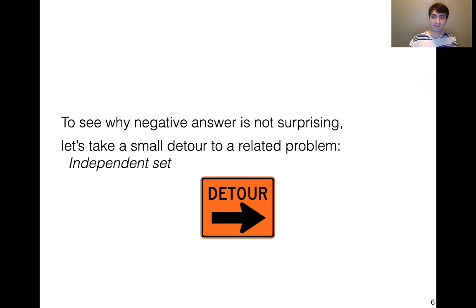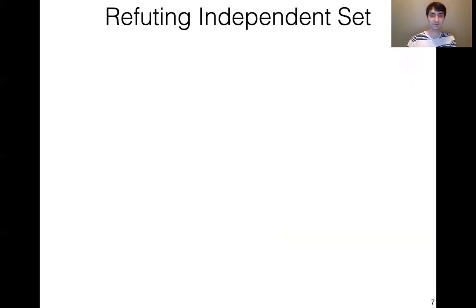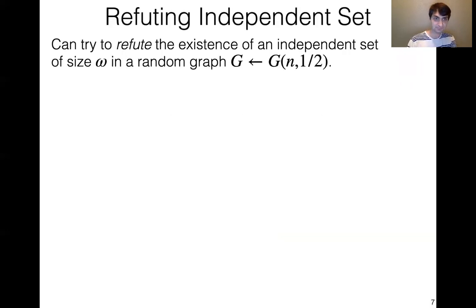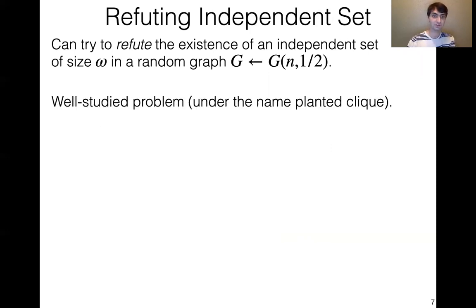So to see why the negative answer is not surprising, I'm going to first explain some known results about independent set, which is a very related problem. So we're going to take just a small detour before returning to coloring. So let's talk about refuting independent set. Like in the case of coloring, we can just try to refute the existence of an independent set of size, say, omega in a random graph from G(n, 1/2). And this is a well-studied problem.